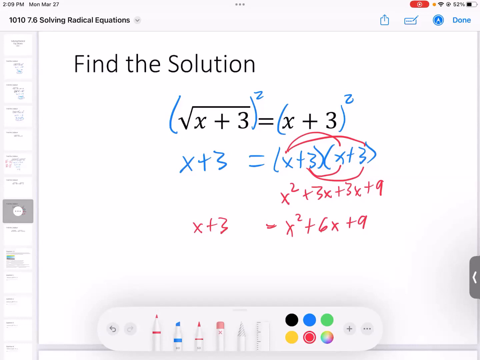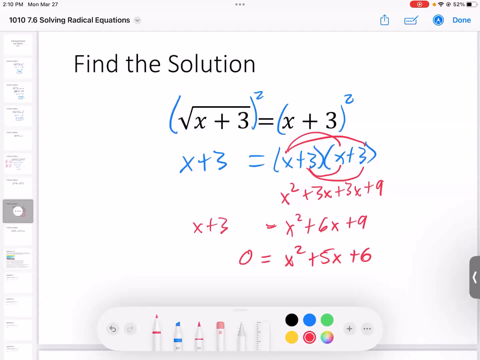Yep, so we'll use the trinomial trick. Before we factor it though, what does it need to be equal to? Yeah, we need to make the polynomial equal 0 so that when it's factored, we can say, well, these two things multiply to 0, so one of the things has to be 0. So I'm going to subtract x plus 3 from both sides, which gives me 0 equals x squared plus 5x plus 6. Because 6x, when you subtract the x, will give you the 5x, and 9 minus 3 gives you the 6.